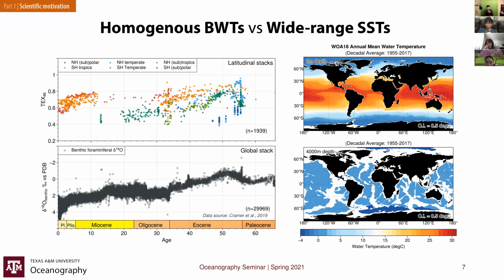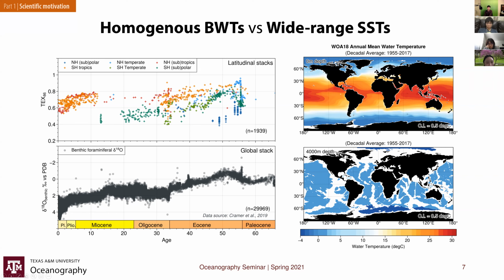So here is what we have so far in terms of the sea surface temperature records over the last 66 million years. From these time series plots, on the top row, you have TEX86 data, which I will talk a little bit more about in this presentation. And the bottom row is the benthic foraminiferal delta O18, as we already saw from the Zachos curve.